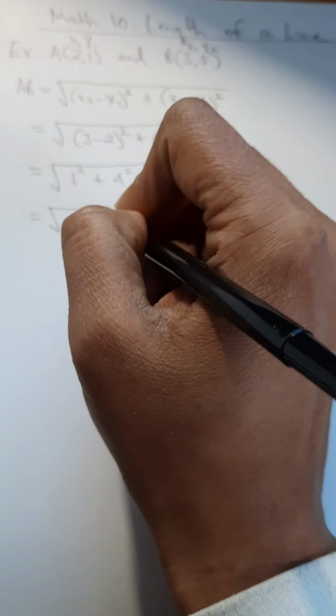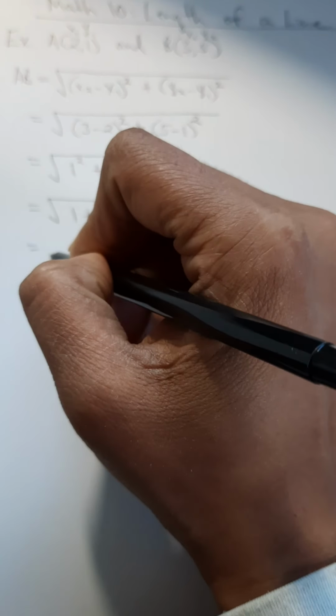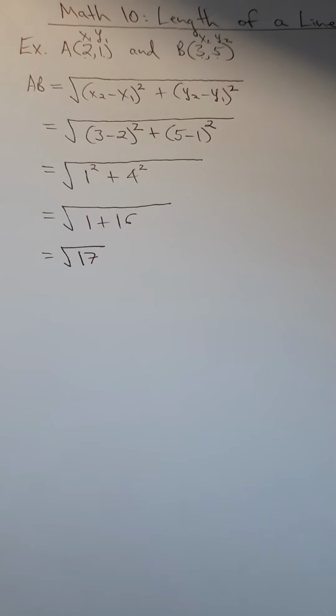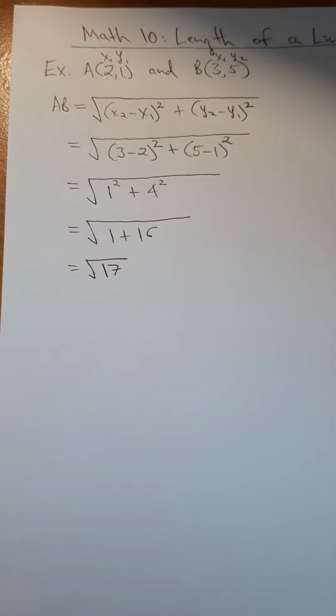I'm going to do one more step here. So we're doing 3 minus 2, which is 1. So 1 squared. 5 minus 1 is 4. So you're doing 4 squared. Okay, and notice we're getting 1 plus 16. So the length of this line segment is going to be the square root of 17.